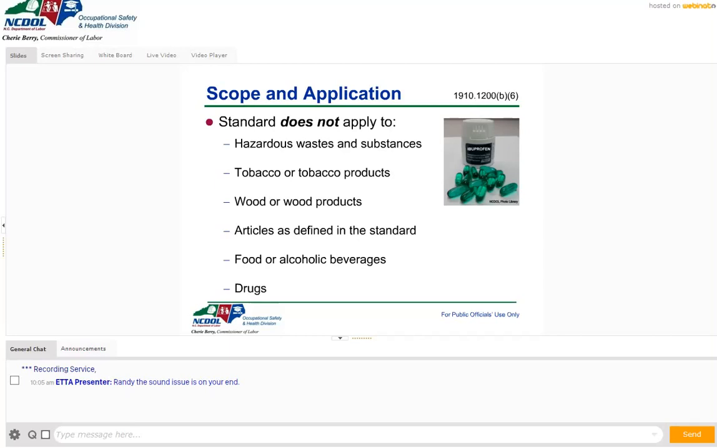Now, this is the exemptions for the standard. It doesn't apply to hazardous waste and substances. Of course, other agencies, of course, are looking at that, like EPA and DEQ. Tobacco products, wood products, articles. Articles would be like a table. You know, a table is made up of chemicals. I mean, everything's made up of elements, and there's chemistry involved, but it's an article. Tables and chairs are articles. Food and alcoholic beverages and drugs and drug products are exempt.